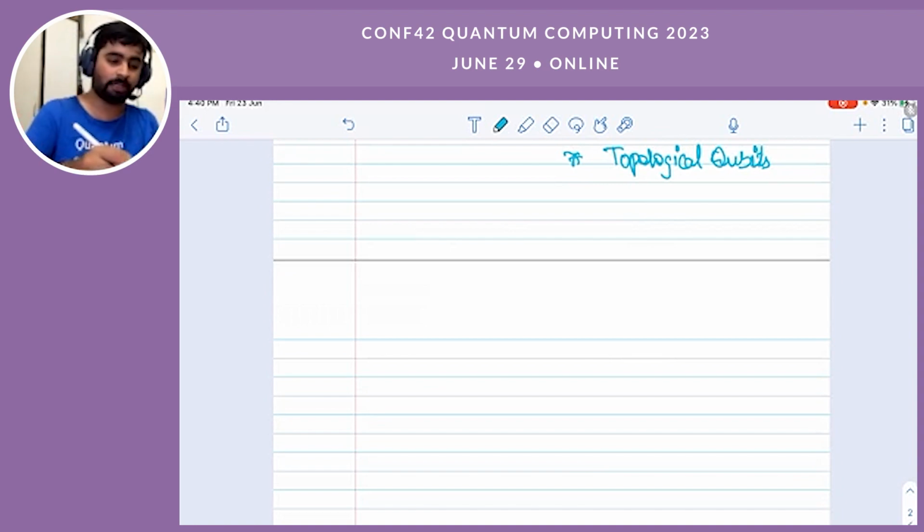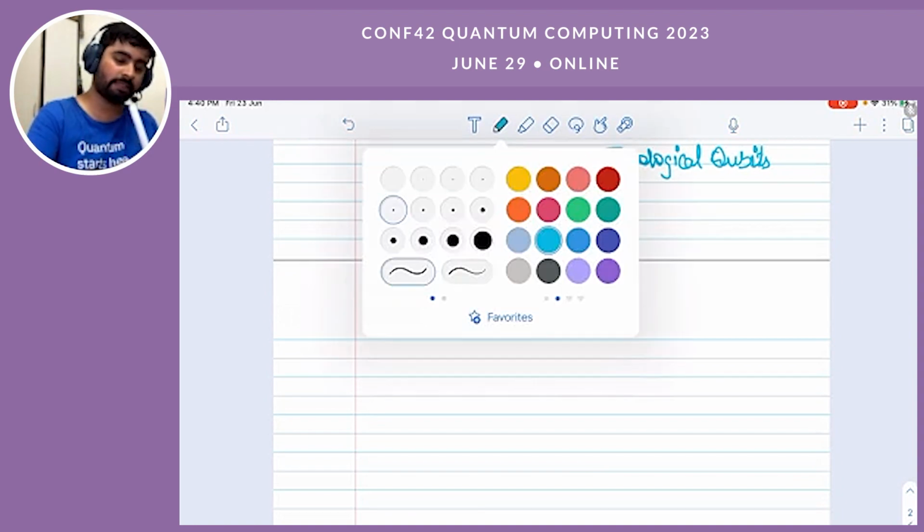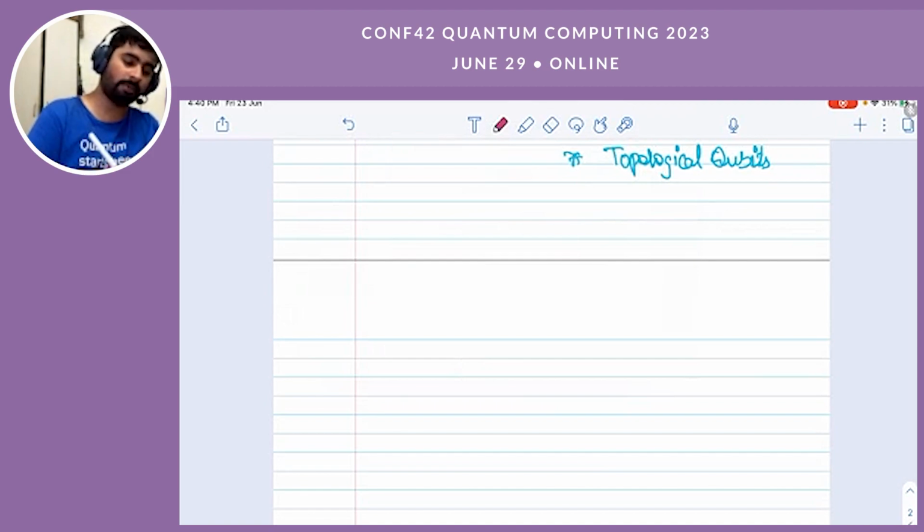The second issue which we have in the whole quantum computing space is noisy qubits.